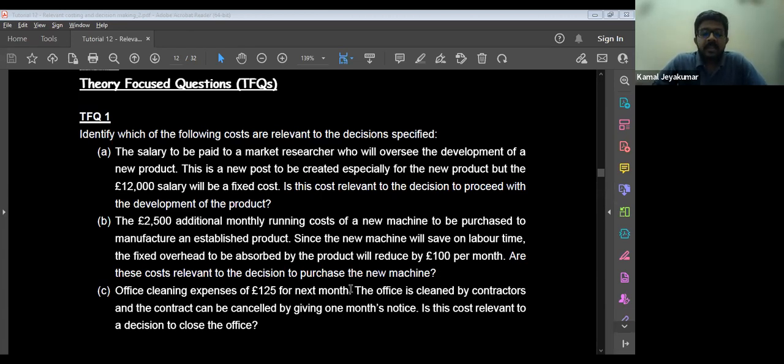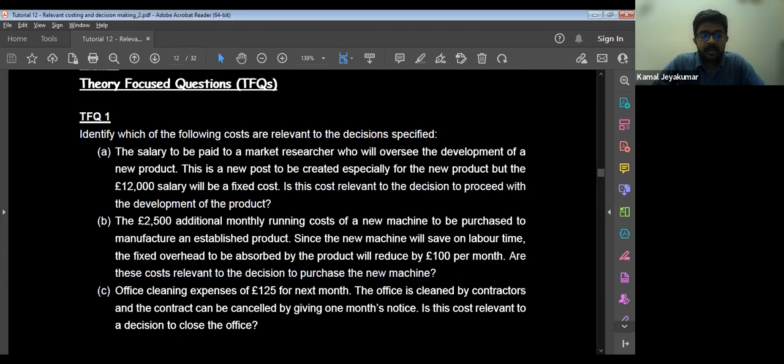If you want to cancel the contract for the cleaning services obtained, you have to give them 1 month's notice, right? That means if you tell them today, it's till end of March. If you give them notice today, you have to obtain the services in April, and then thereafter you can cancel it. So for the next month, you have to pay. For April, you have to pay. That is what this £125 fee is for, right?